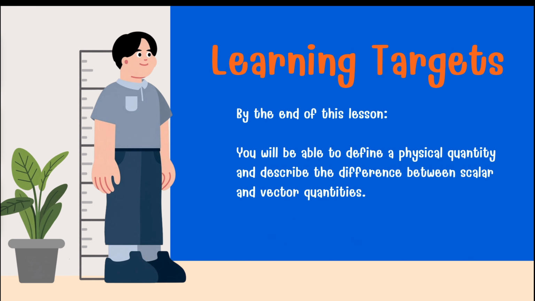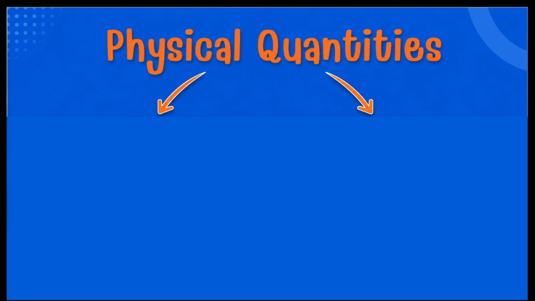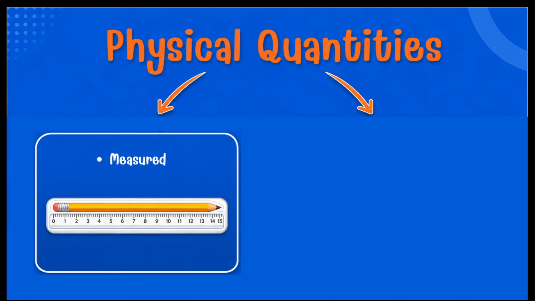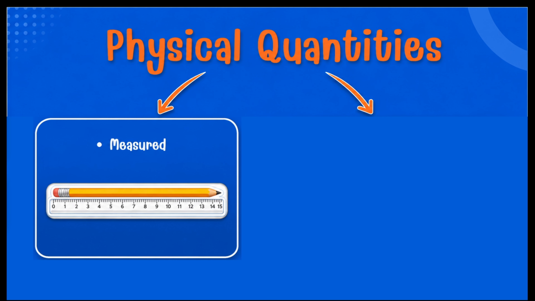By the end of this lesson, you should be able to define a physical quantity and describe the difference between scalar and vector quantities. Let's begin by asking, what is a physical quantity? A physical quantity is anything that you can measure. For example, you can measure length with a ruler. You can measure mass with a balance. You can measure time with a stopwatch. You can measure temperature with a thermometer.